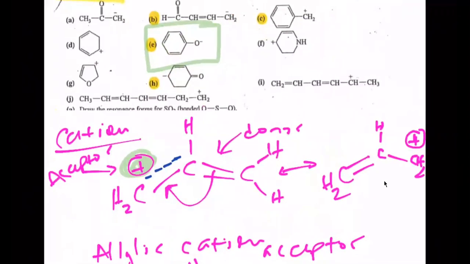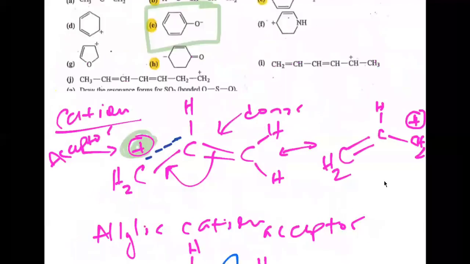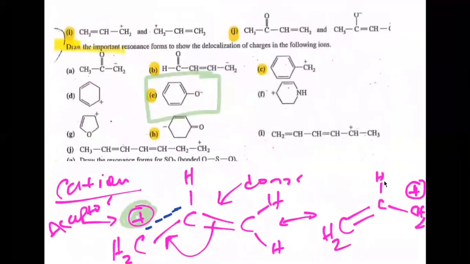Yeah. All right, I'm going to take that example for E, that phenolic anion. So let's do that. Let me make sure I draw the ring right, so I don't confuse anybody. I'm going to put my lone pairs in on oxygen.